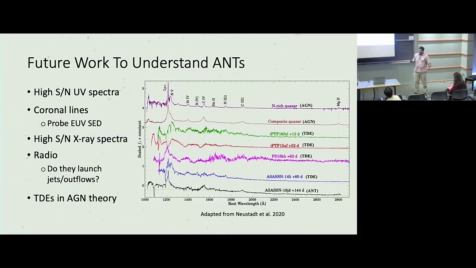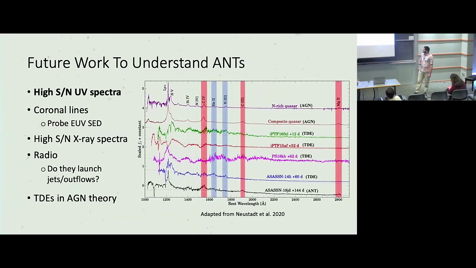And so just to come back to ANTs, now that I've talked about these slightly related events, I think some of the future ways that we can potentially begin to better understand them are on the left here. I just want to highlight two for the sake of time. I think one of them is high signal-to-noise UV spectra. We already see in comparing AGNs and TDEs in the UV that there's some interesting defining characteristics.